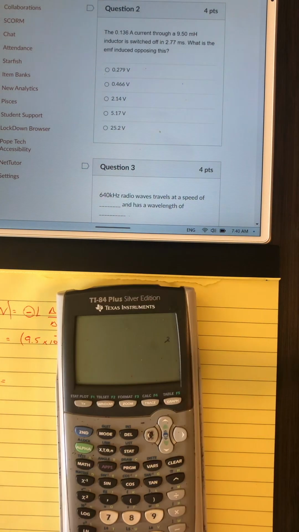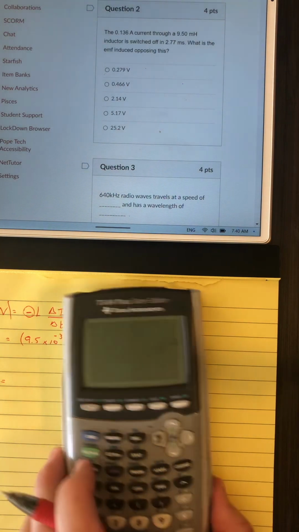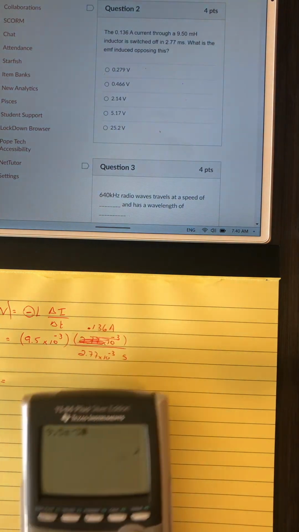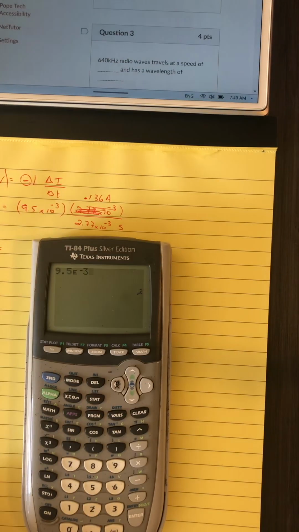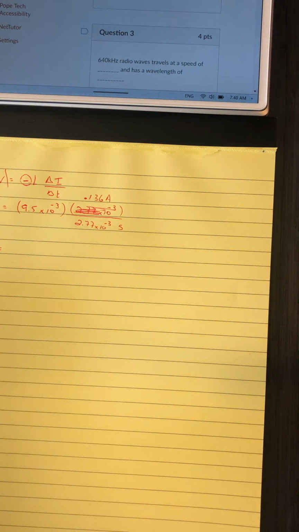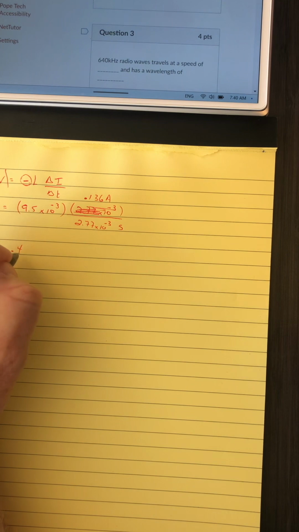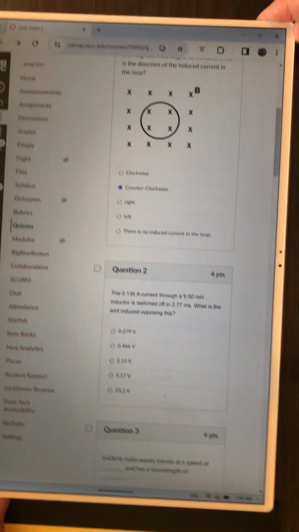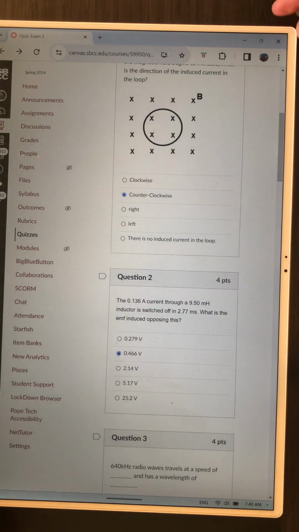Grabbing my calculator here, 9.5 times 10 to the minus 3, times 0.136, divided by 2.77 times 10 to the negative 3 gives me a voltage of 0.466. And so that would be the answer of B.